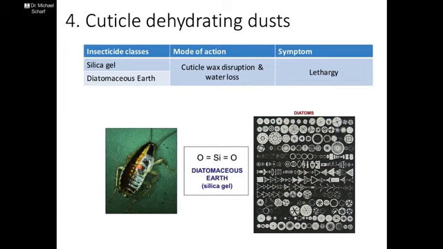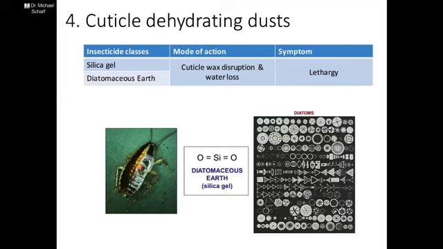What it does is, if we look over here at the cockroach cuticle, you can see this nice waxy sheen on the outside of it. That's its waterproofing layer. That protects it from dehydration, basically. These materials will abrade that outer layer or absorb the waxes that allow the insect to lose its water. And when you're really small, like an insect, just losing a little bit of water can have really profound impacts on your physiology, your ability to maintain your body. So that's how the dehydrating dusts work.